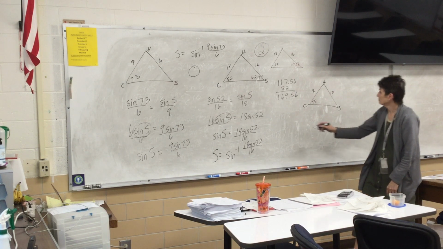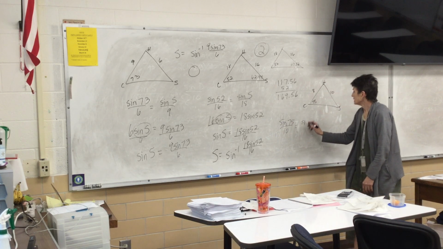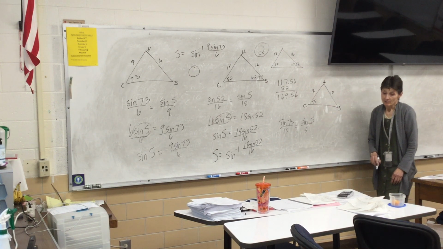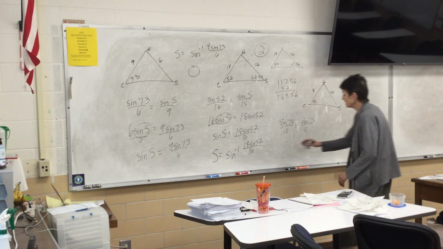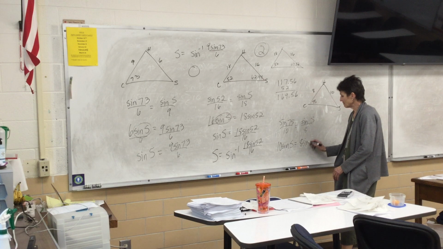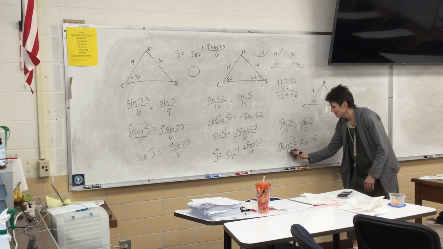Same thing, here we go. Sine 75 over 10 equals sine S over 8. I know you probably think this is boring because this is the third time we've done this, but that's how you do it. It's exactly how you do it. So 10 sine S equals 8 sine 75. So again, we're solving for sine S, so we're going to divide by 10.